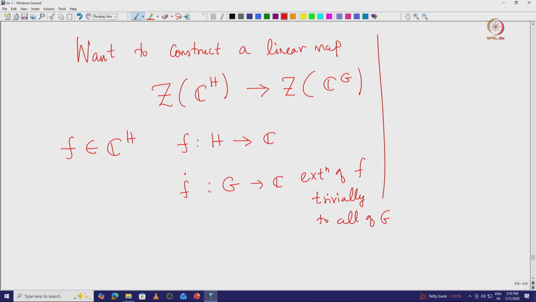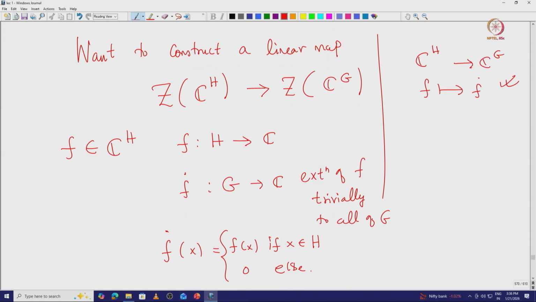What is the meaning of that? That means f dot of x is exactly f of x if x comes from H, and it takes the value 0 otherwise. This is what we call the trivial extension of f to f dot, and we have this map from f to f dot, from functions on H to functions on G, and this is easy to define.